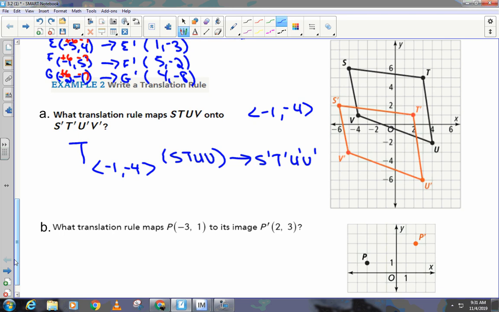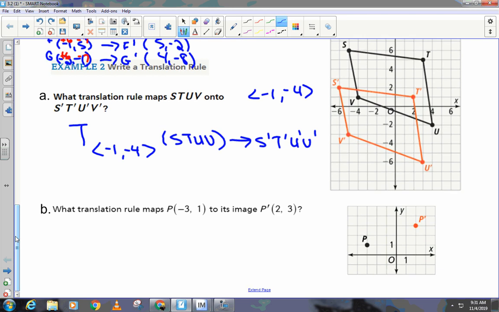Okay, here's another one. What is the translation rule that maps P, which is at negative 3, 1, to its image P prime? So if I'm going to go from P to P prime, what am I going to have to do?